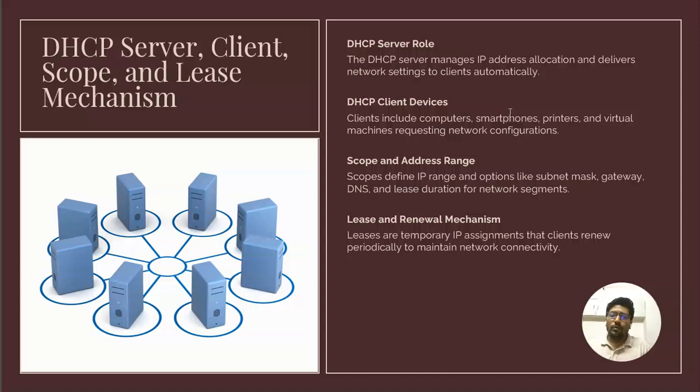The fourth item is the lease and renewal mechanism. DHCP uses the lease mechanism, so it allocates IP addresses temporarily and clients renew periodically to maintain network connectivity. There is also one more option available, like reservation and all those things. I will show you during our live demonstration of DHCP.